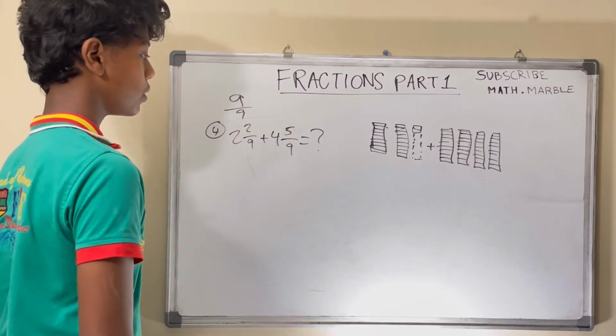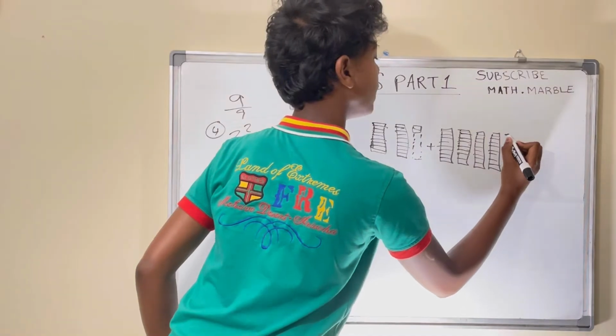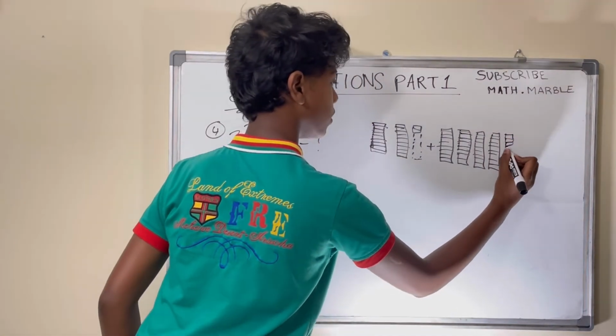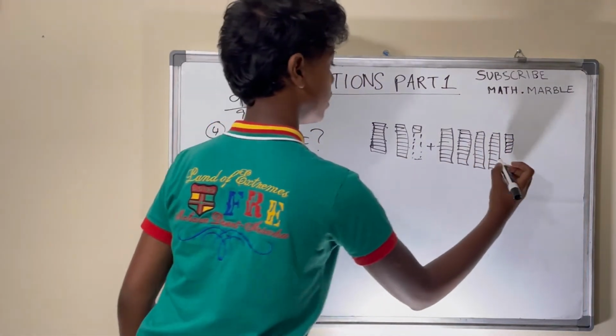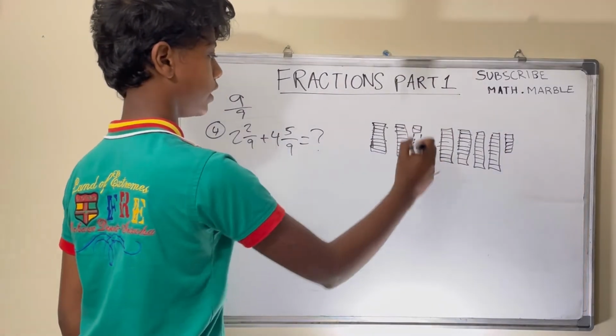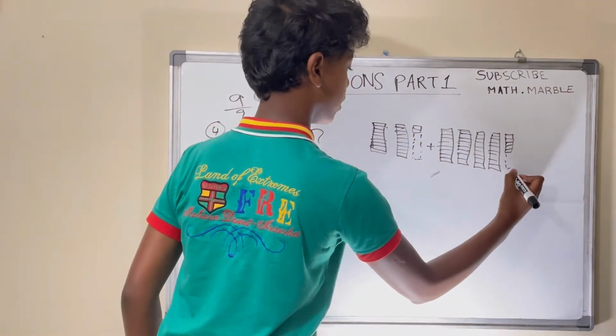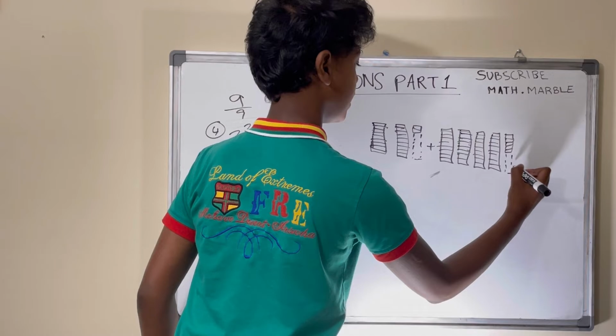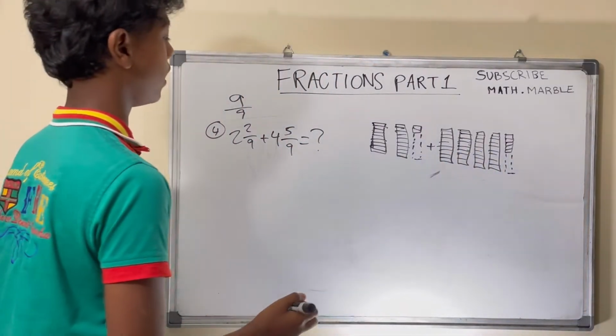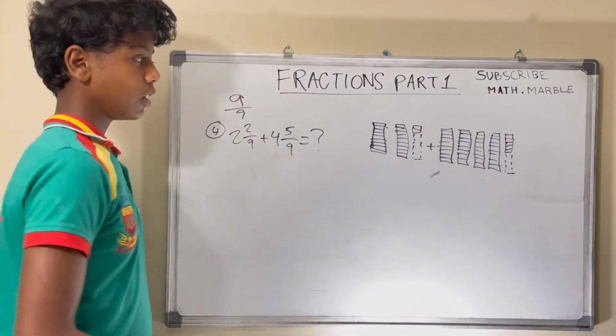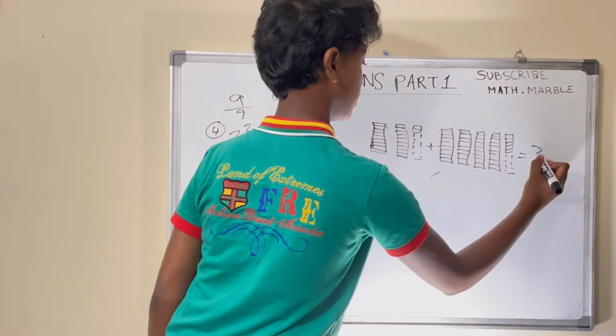So what we could do, we could just put 5 more pieces. 1, 2, 3, 4, and 5. Now we can write the dotted line. He ate those chocolates and he's generous enough to give me the rest. So now all we have to find is what it's equal to.